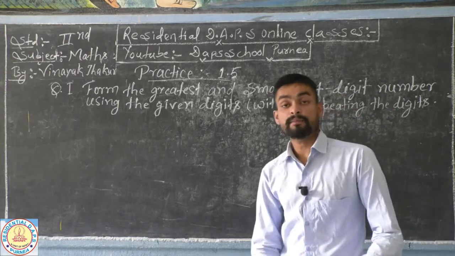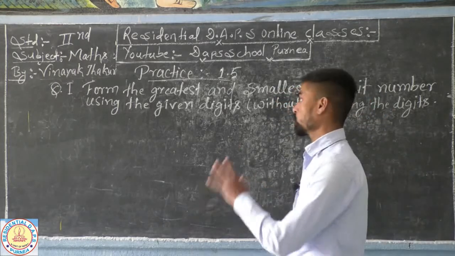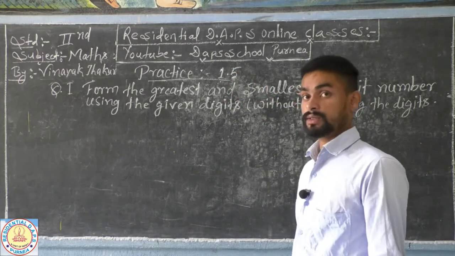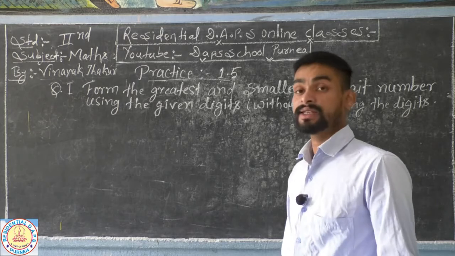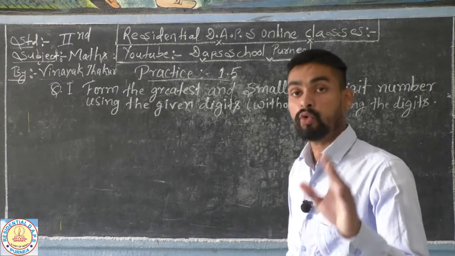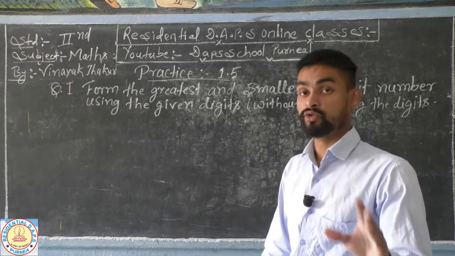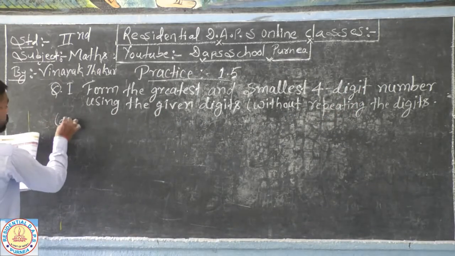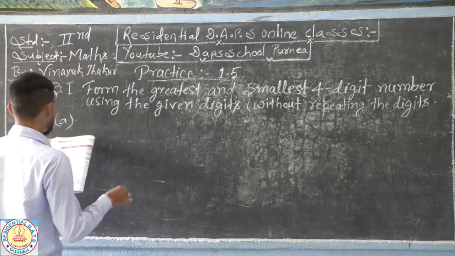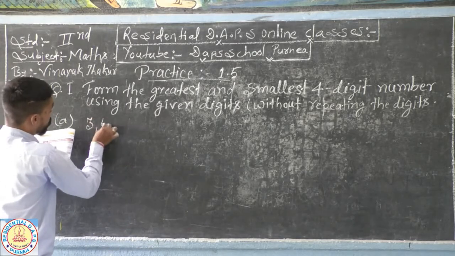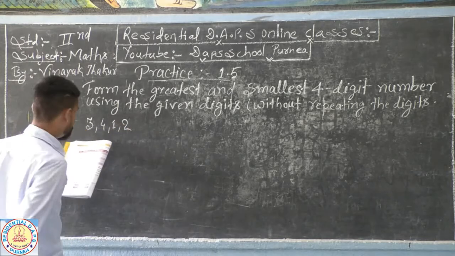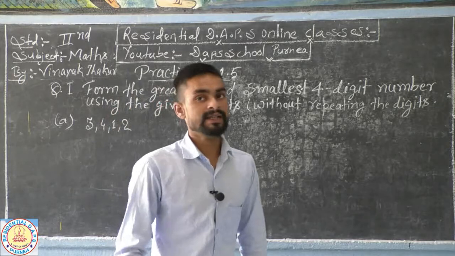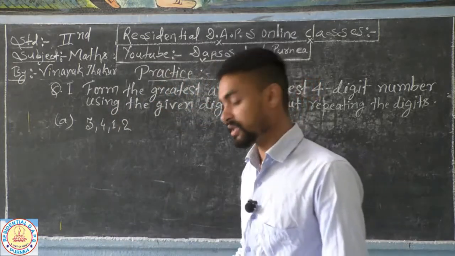Guys, in your question number first here, you need to just find out the greatest and the smallest four digit number of the given digits. You have to just make the four digit smallest and the largest numeral. You have to just form. So at your question number first, you have been given some digits like 3, 4, 1, and 2. These are the four digits you have been given, and with the four digits you have to form the greatest four digit number and the smallest four digit number.